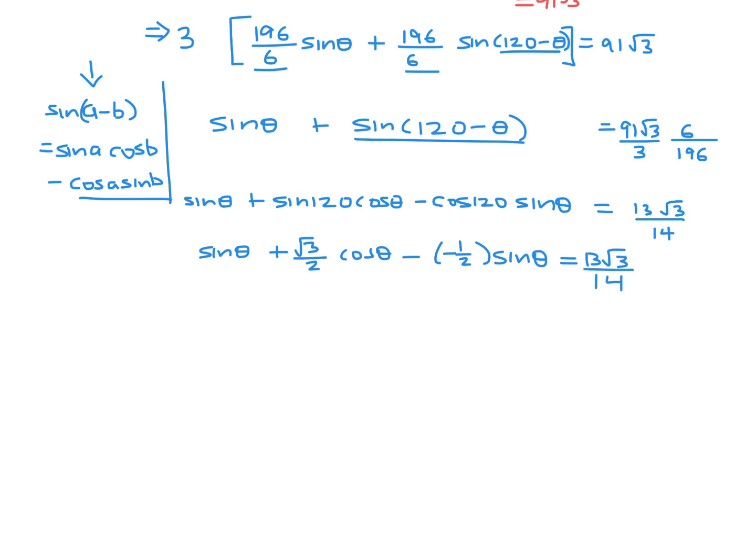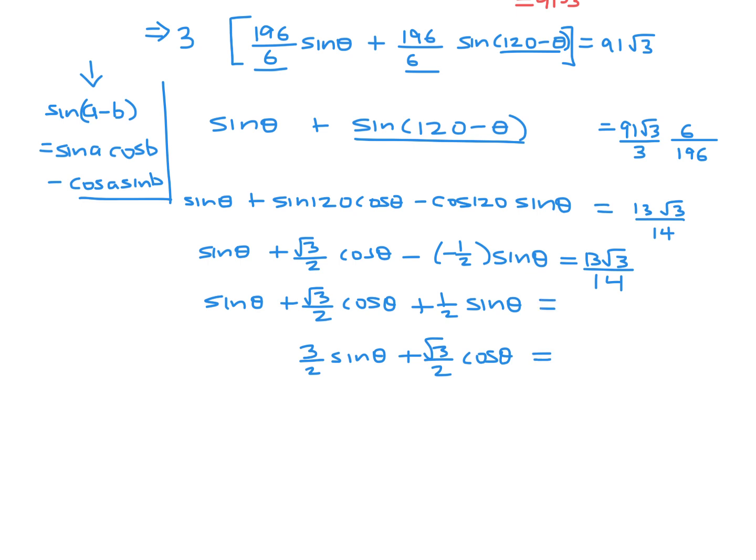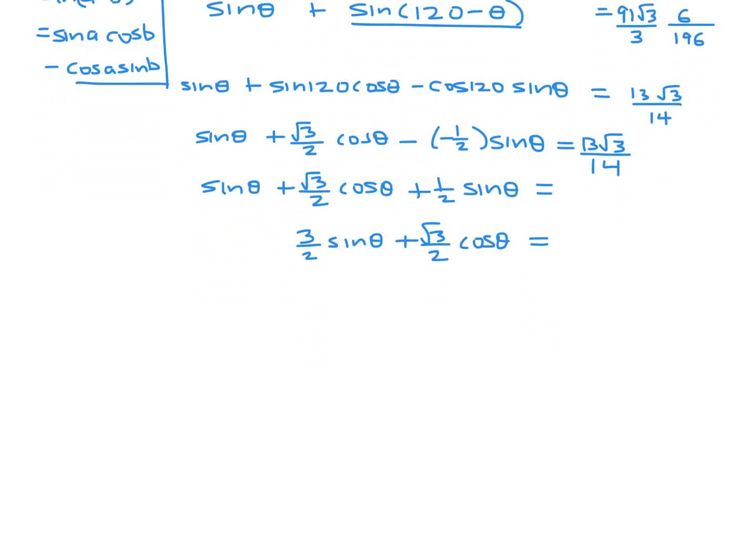All right. And then, can I clean this up a bit? Yeah, sine theta plus root 3 over 2 cos theta. And then plus that. That's all I can do right there. And then I can add them. So it'll be 3 over 2 sine theta plus root 3 over 2 cos theta. And at this point, anything else I can do?